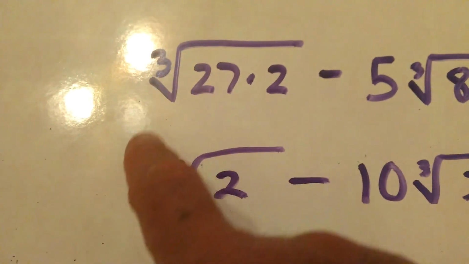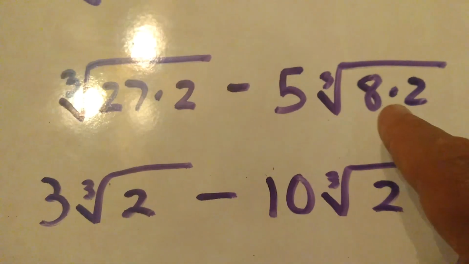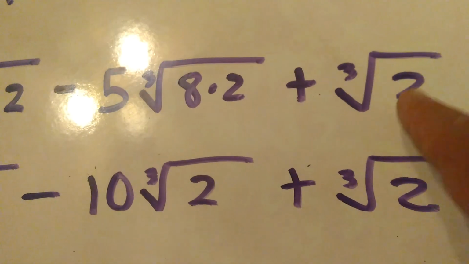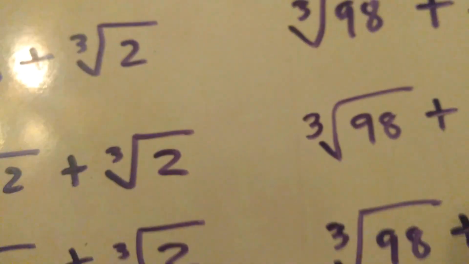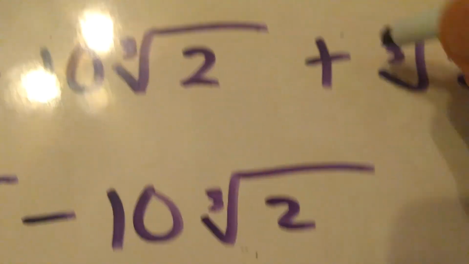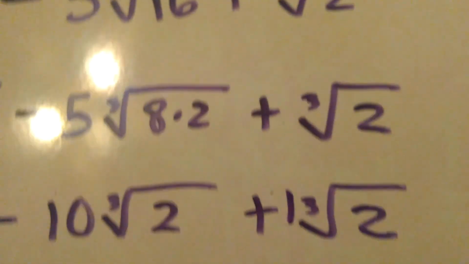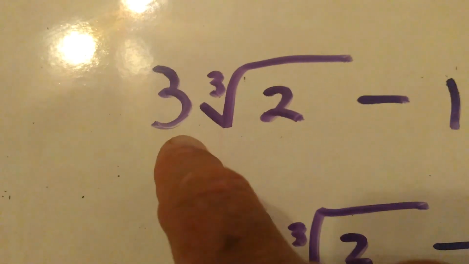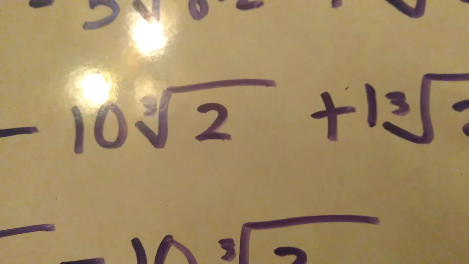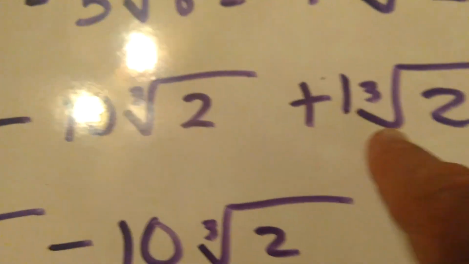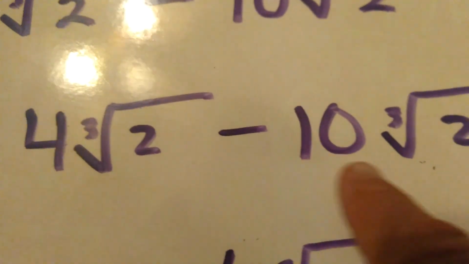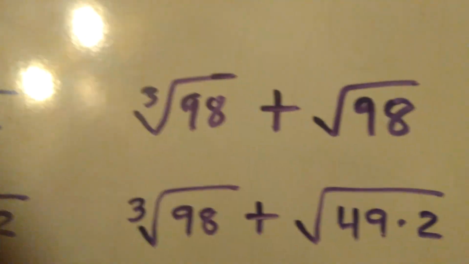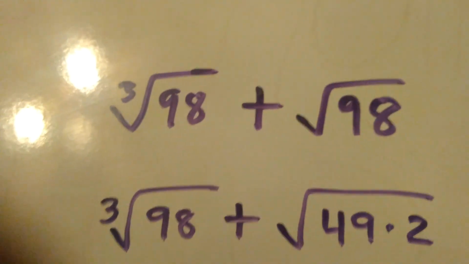Cube root of 27 is 3, so it comes outside as 3 cube root of 2. Cube root of 8 is 2. It comes outside, multiplies times 5, so it becomes 10 cube root of 2. And this, of course, is 1 cube root of 2. I could even put a 1 right here if I wanted to, and that would still mean the same thing. So what I did here was collect like terms. A positive 3 and a positive 1 cube root of 2 makes it 4 cube root of 2 minus 10 cube root of 2, which gives me negative 6 cube root of 2.